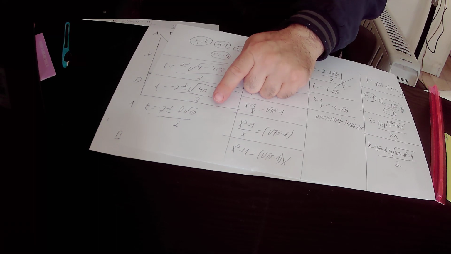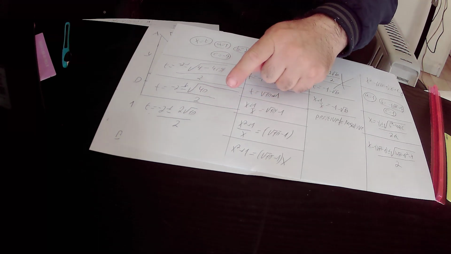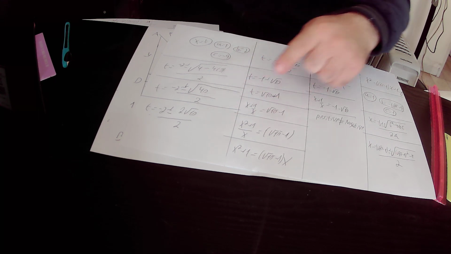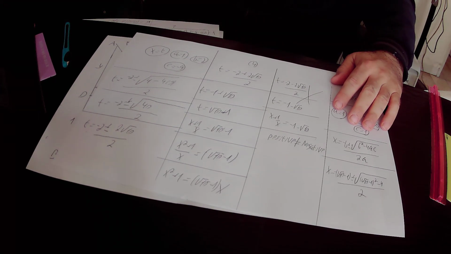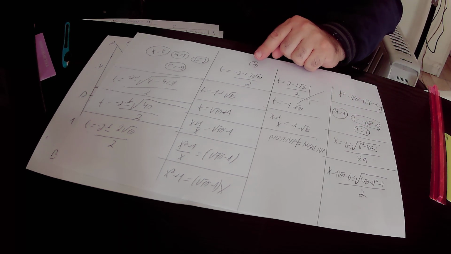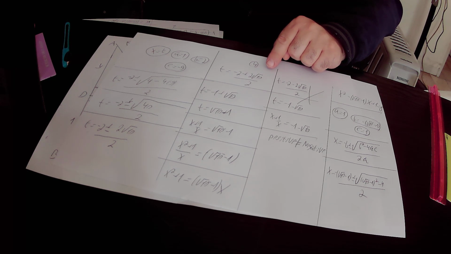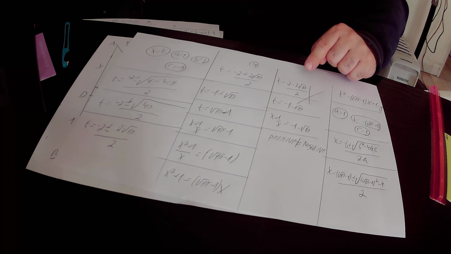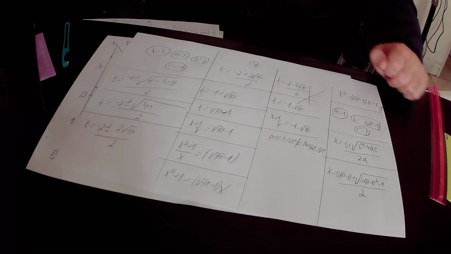So t equals minus 2 plus minus the square root of 40, and 40 equals 4 times 10, and the square root of 4 is 2. So in conclusion, we got that t equals minus 2 plus minus 2 times the square root of 10, over 2. And we have here two possible solutions for t. The first solution is that t equals minus 2 plus 2 times the square root of 10, over 2. And the second solution is t equals minus 2 minus 2 times the square root of 10, over 2.